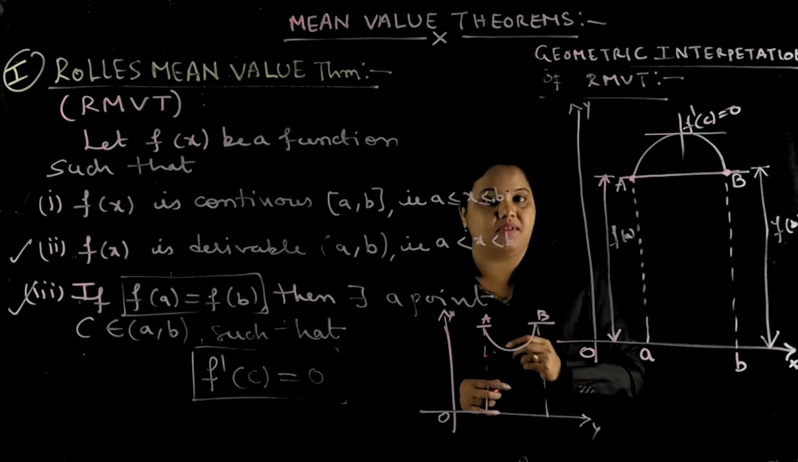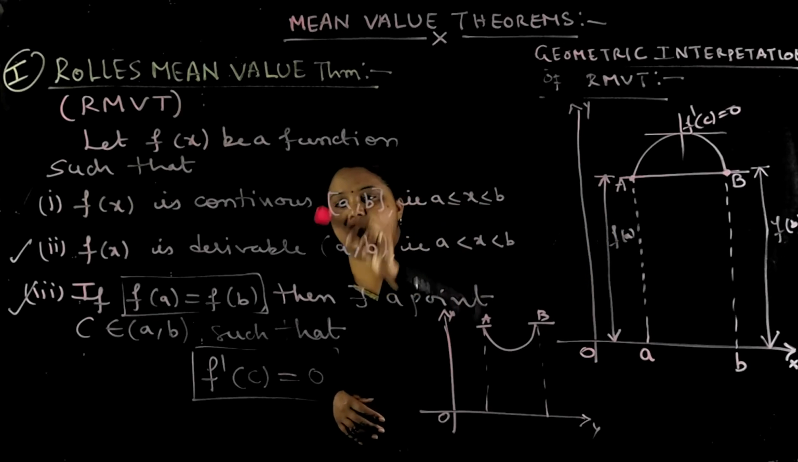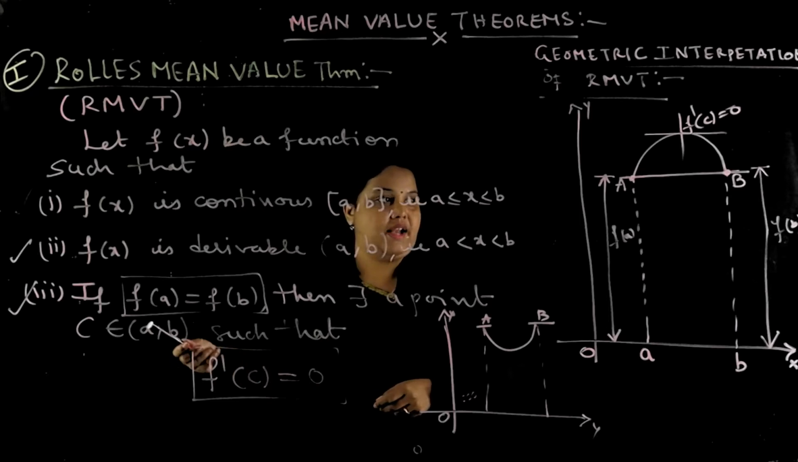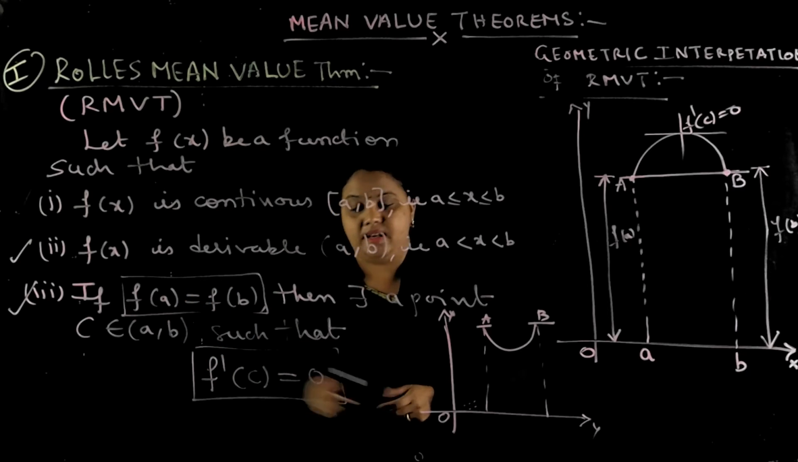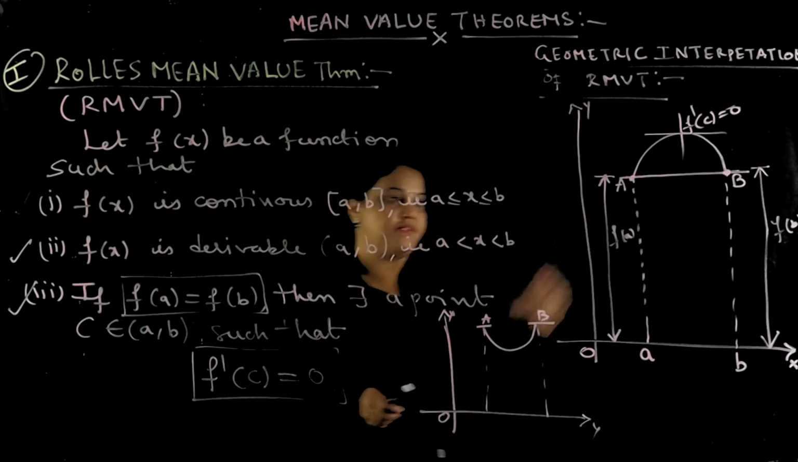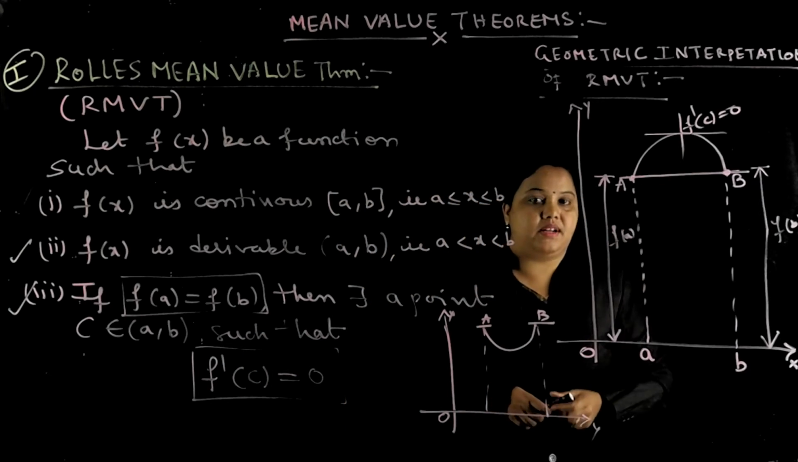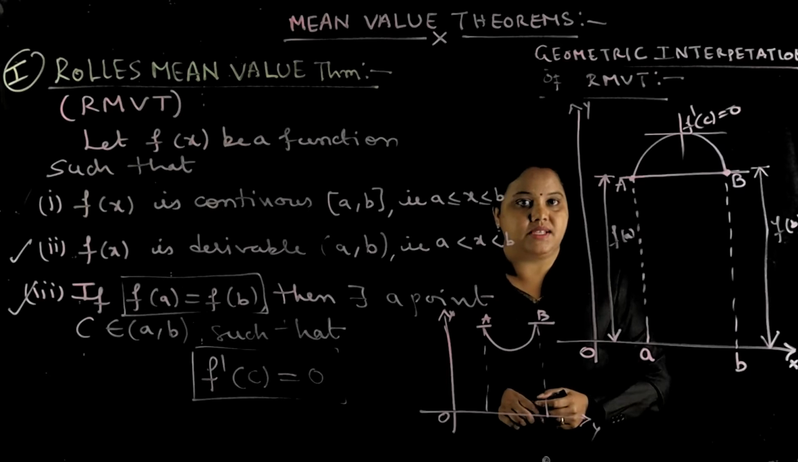So now what have we learned from the Rolle's mean value theorem? It should be a continuous one, it should be a derivable one, and it should be satisfying the third condition, f of A equal to f of B. Then obviously f dash of C is equal to 0, and we have seen it with the geometrical interpretation by drawing this figure. So this is what Rolle's mean value theorem is.